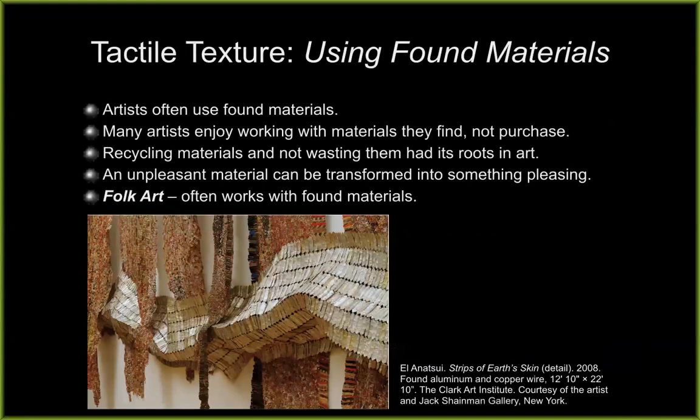You can also use found materials to create tactile texture. A lot of painters use actual earth or sand. There's another example in the book with pebbles. This one uses found objects, found pieces of aluminum and copper wire to create this 3D sculpture. And it's often used not only in contemporary art like this piece, but in folk art.